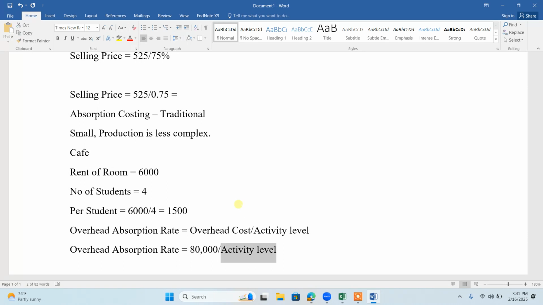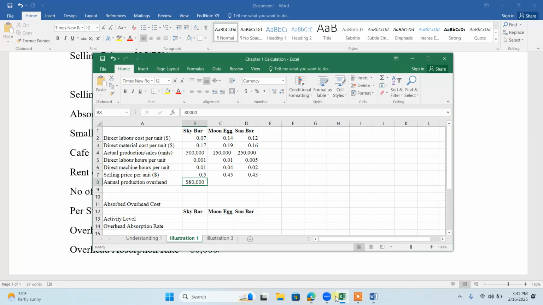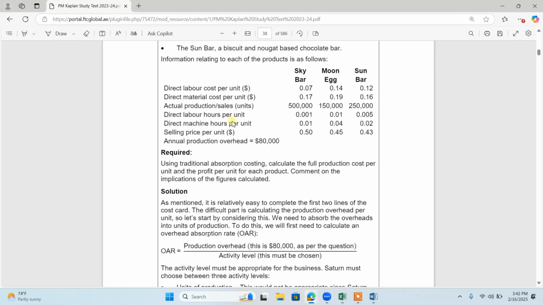But we don't know what our activity level is. Well, it depends. Sometimes you divide it by the even number of units. Okay. But here in this question, what is the question? Okay. No, our activity level could be direct labor hours or it could be direct machine hours.